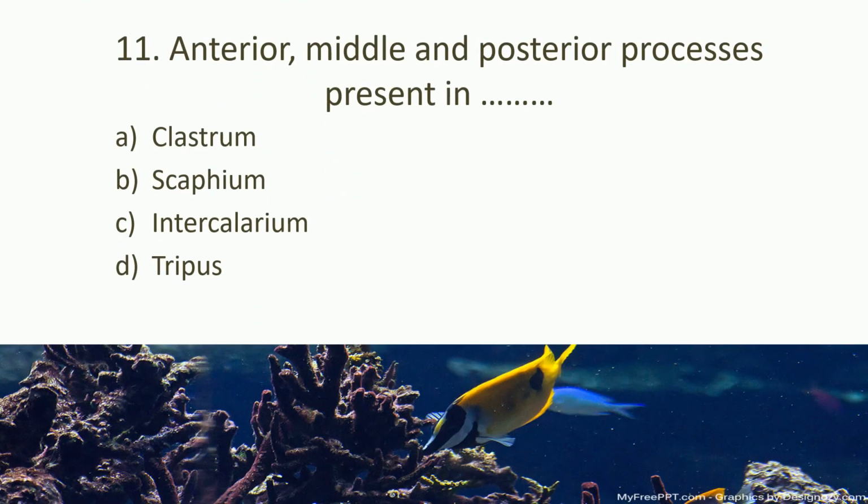11th MCQ. Anterior, middle, and posterior processes are present in. First, that is claustrum. B, that is scaphium. Third, intercalarium. And D is tripus. These four options are parts of the Weberian ossicles, and anterior, middle, and posterior processes are present on option D, tripus. The correct answer is tripus.